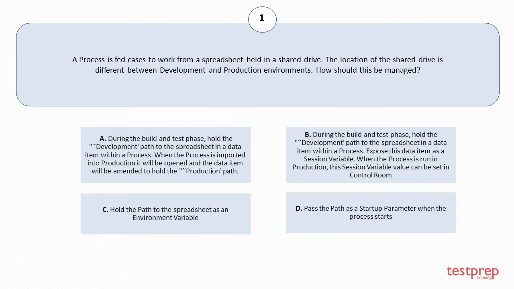Your options are: A. During the build and test phase, hold the development path to the spreadsheet in a data item, within a process. When the process is imported into production it will be opened, and the data item will be amended to hold the production path. B. During the build and test phase, hold the development path to the spreadsheet in a data item, within a process. Expose this data item as a session variable. When the process is run in production, this session variable value can be set in control room.